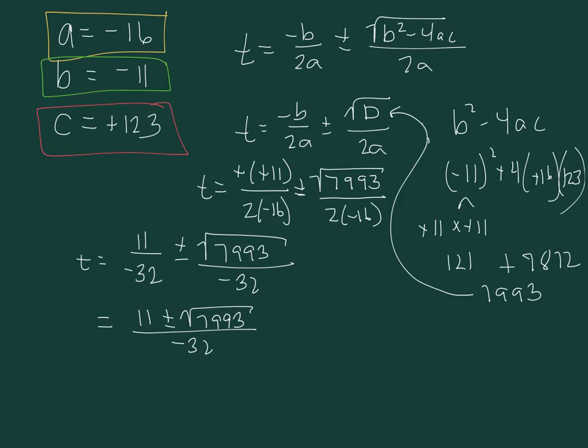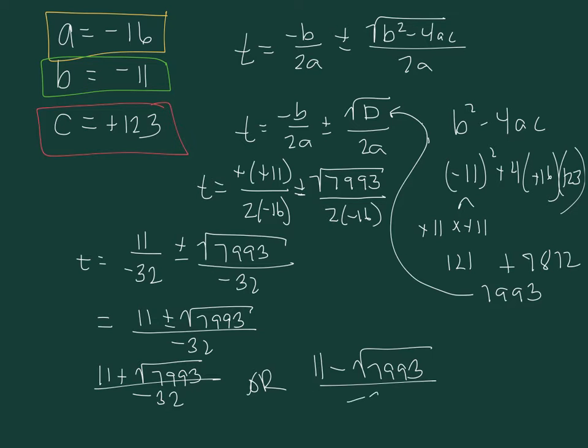Alright, so this is where I said you definitely are going to need a calculator for this. It's going to be too hard to do it any other way. So all we're going to do is break this into two options. We're going to have 11 plus the square root of 7,993 divided by negative 32, or 11 minus the square root of 7,993 all over negative 32. So let's go ahead and solve those now.